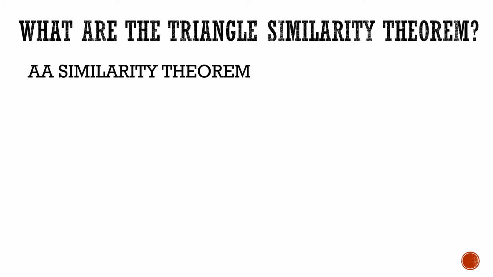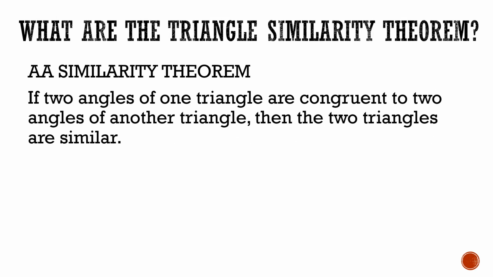AA similarity theorem. The AA similarity theorem came from the AAA similarity postulate. The AA similarity theorem states that if two angles of one triangle are congruent to two angles of another triangle, then the two triangles are similar. Now let's prove that the AA similarity theorem is really correct.